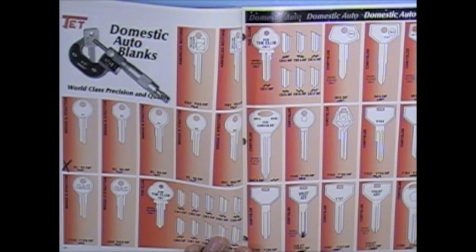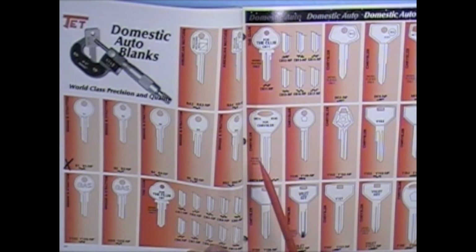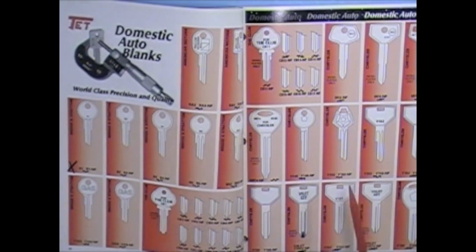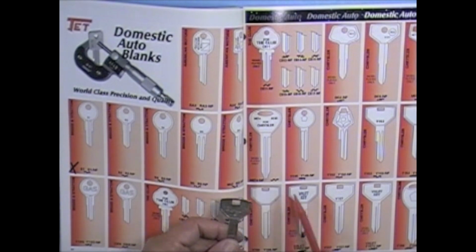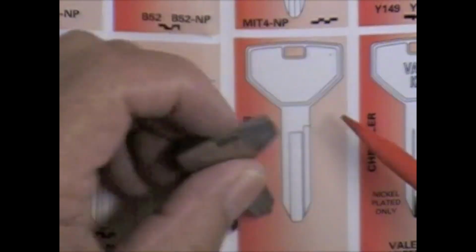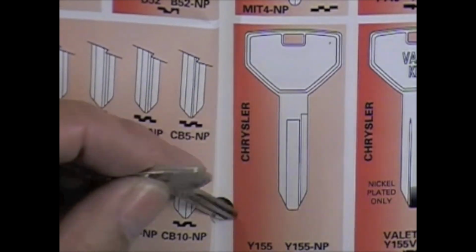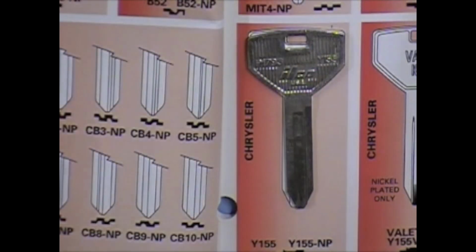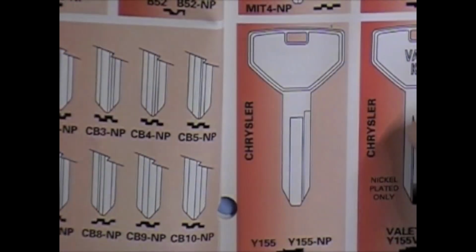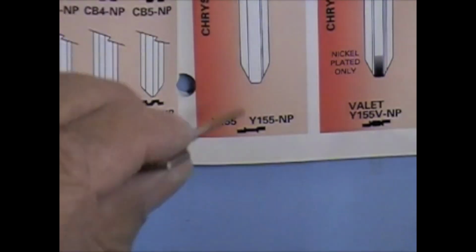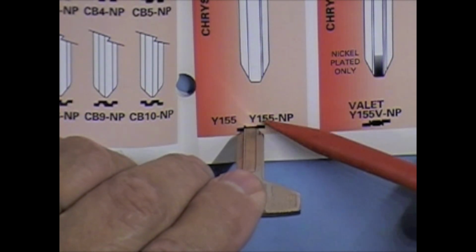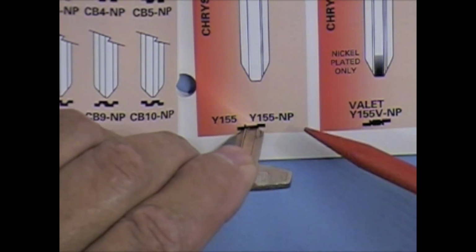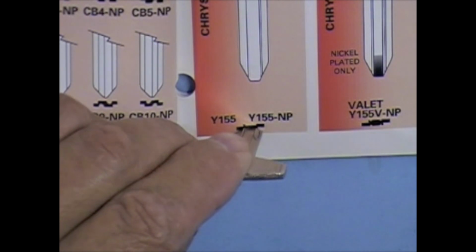So I'm in the domestic key blanks, auto key blanks, and this is the first page of the domestic blanks. And right away, we can see that our key looks a lot like this one right here, doesn't it? I'll zoom in here so you can get a closer look at it. And again, just to lay it back on there, you can see that it matches the size exactly. And then in checking the milling of the key, just like with the other keys, we just stand it up and see if the milling matches the silhouette here of the milling, and it does. This is a Y155 Chrysler key.